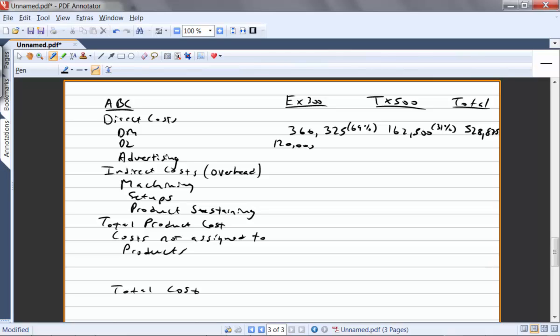120 here, 42,500 here. That's 162,500. This is 74%. This is 26%. Advertising: E got 50,000 of it, and T got 100,000. So this is 33%. This is 67%. Total is 150,000.